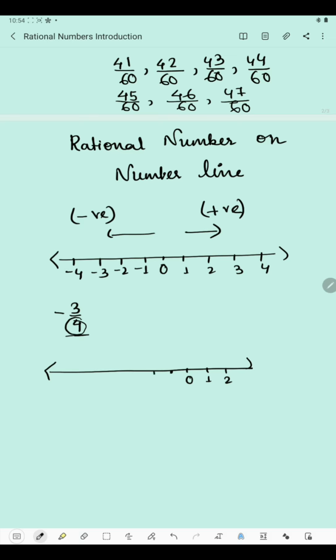So 1, 2, 3, 4. So here will be 1. Again after 4 parts, here will be 2. Okay, and on the right side also, if you want to show, here also after 4 parts will be 1, after 4 parts will be 2, and this side after 4 parts will be -1 and after 4 parts will be -2, because the left hand side of 0 is negative and the right hand side of 0 is positive.